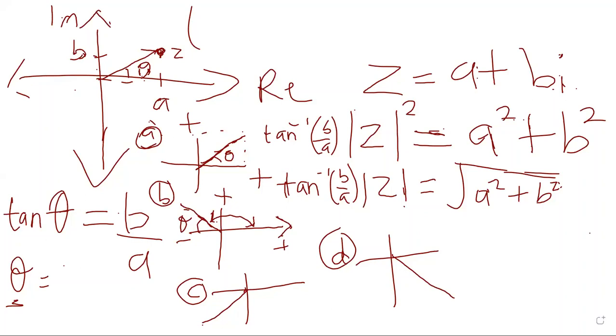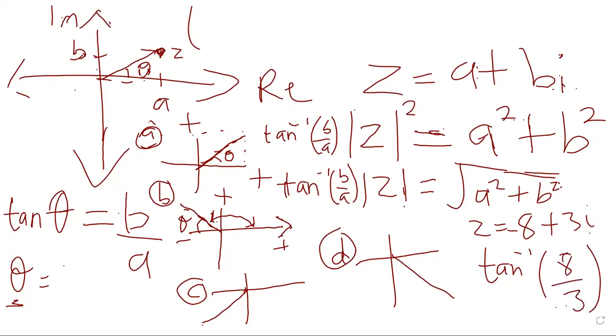So, for example, if you are doing this example, minus 8 plus 3i. If you are doing the tan inverse part, you find the tan inverse of 8 over 3, not negative 8 over 3. There's a reason why, so that your calculator will give you the acute angle.